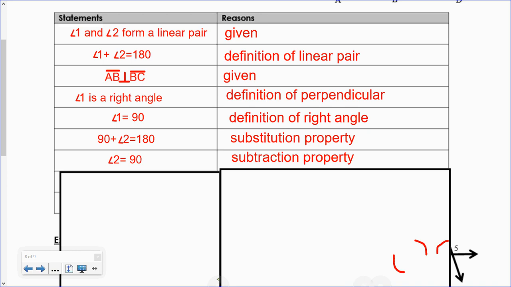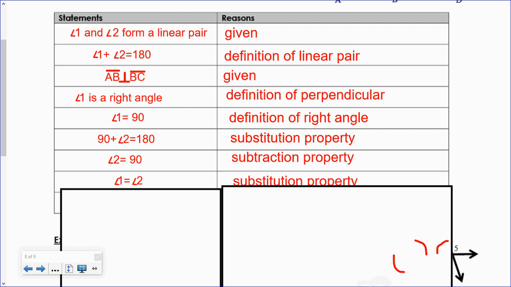So let's take a look back at the proof. What was I trying to prove? I'm trying to prove that angle 1 and angle 2 are congruent. Can I jump there from what I have now? Yes. How? They're both 90, right? So instead of this equation that I wrote previously, can't I take this angle 2 and put it in the place of this 90? Sure. Substitution. I was able to reach what I was trying to prove.